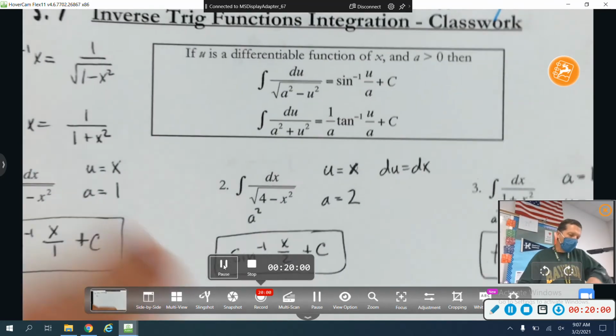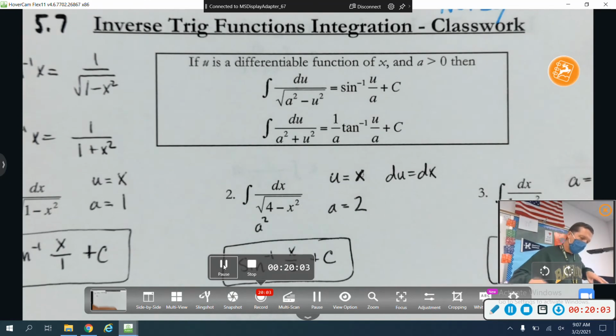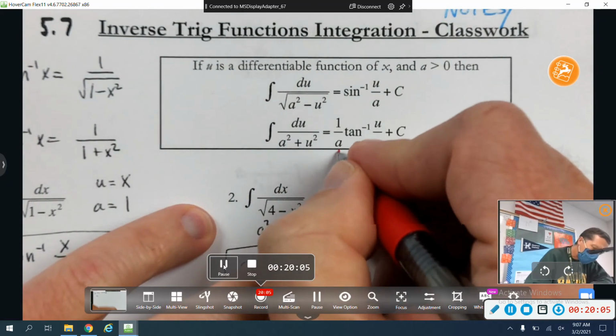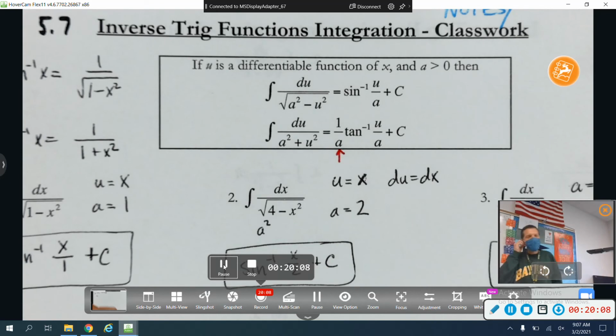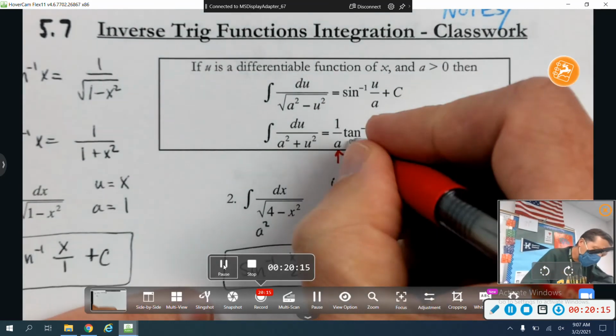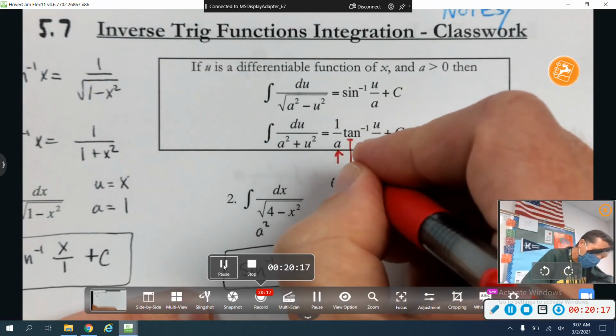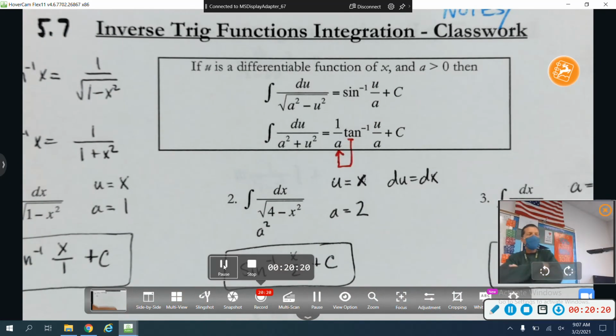All right, a few people heard me say this earlier, but this tangent has an extra 1 over a out front, and sine doesn't. That just feels weird. The only way I remember to work it that way is that tangent had an a in it, like the word tangent has an a there, and so that's my reminder that I need an extra a for tangent, but not for sine. Whatever you need to do to remember that the tangent has the extra a.